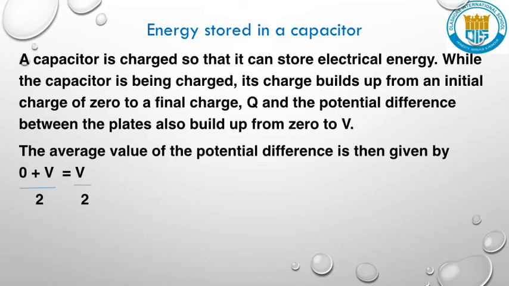And as it's building up, the potential difference between the plates is also building up from 0 to V. So the average value of the potential difference is 0 plus V over 2. That's how we find average. We add initial and final and divide by 2. That will give us V divided by 2.